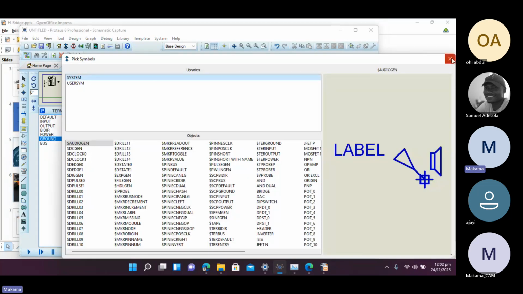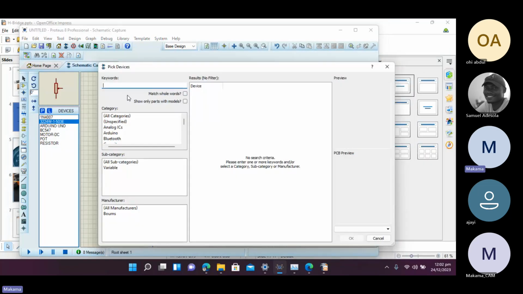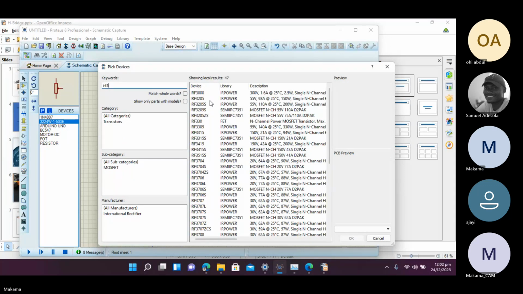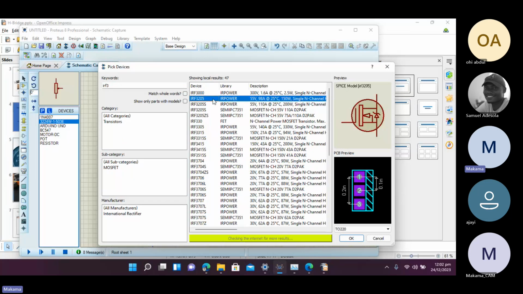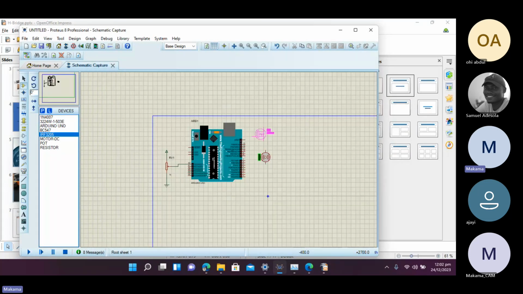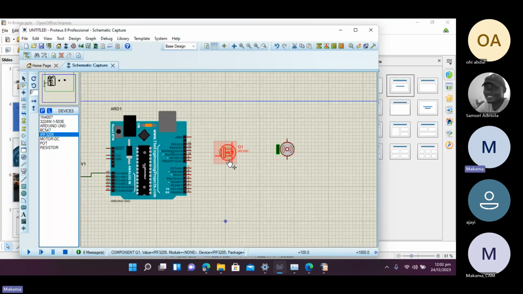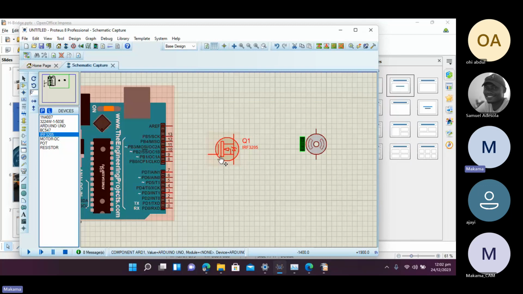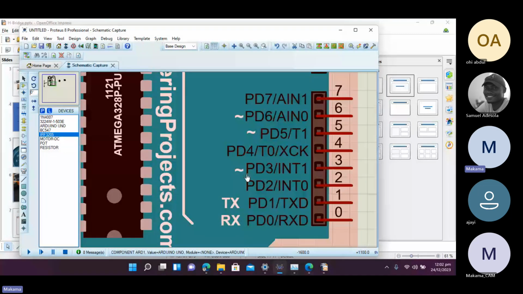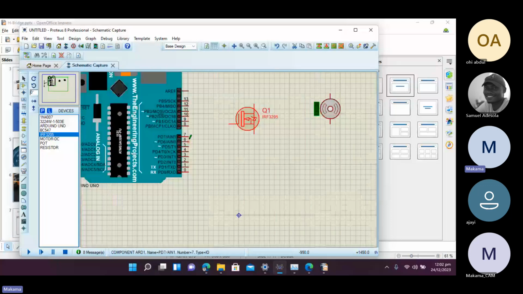The next thing I did was to carry a MOSFET. The type of MOSFET I used, I think it's 3205. I put it in. Then you need to make use of a PWM pin output. You can identify it by seeing this sine wave line. It's a pin capable of outputting pulse width modulation.